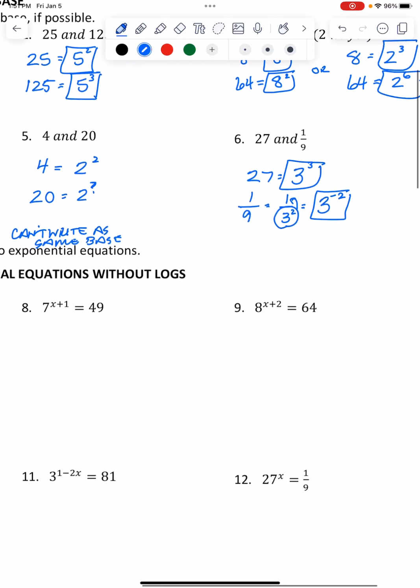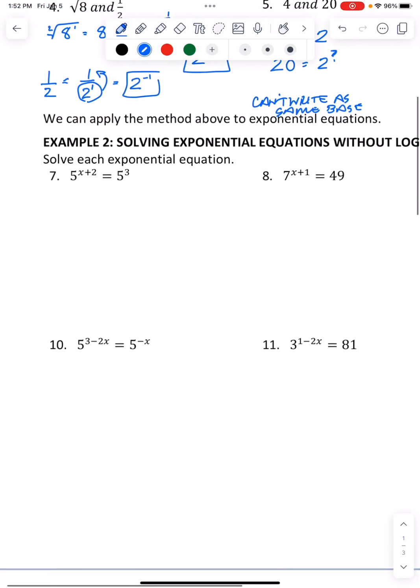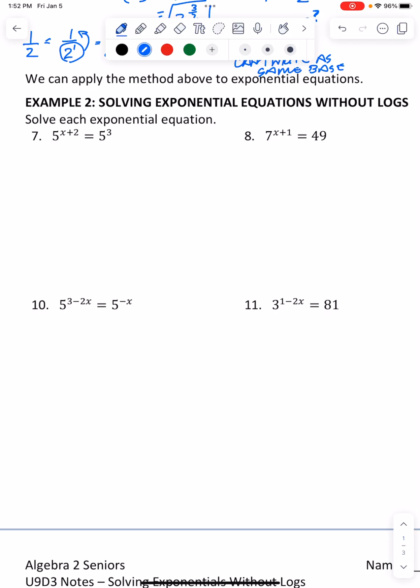So again, the goal here is to rewrite both sides of these equations like we just did, okay? So in number 7, to solve these exponential equations, we have 5 to the x plus 2 equals 5 cubed. If we check this out, the bases are already the same. Since our bases are the same, our exponents also have to be the same. So we can basically drop the bases and say our exponents have to be equal. If we subtract, we get x equals 1, okay?